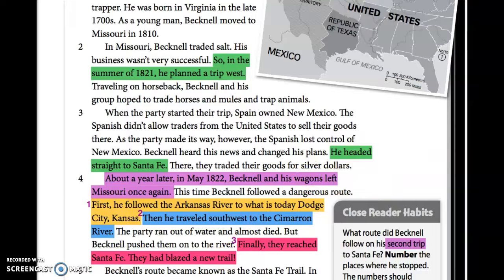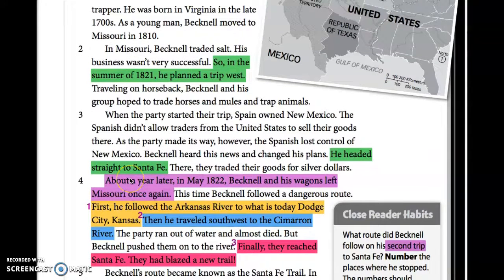So I'm going to give you guys a minute to go back and look. All right, so when he headed out west, should have really captured your attention. What happened pretty soon after that? So I'm going to reread this.